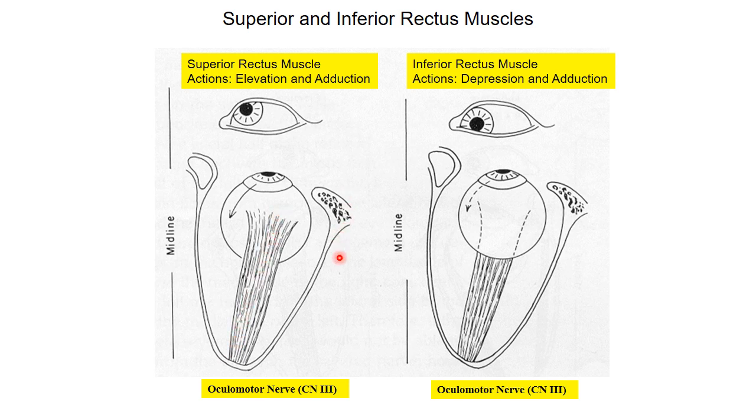Just to get oriented, this is the lateral side of the orbit. This is the midline and medial border of the orbit. And so basically, this is a left eye right there. That's supposed to be a lacrimal caruncle right there.